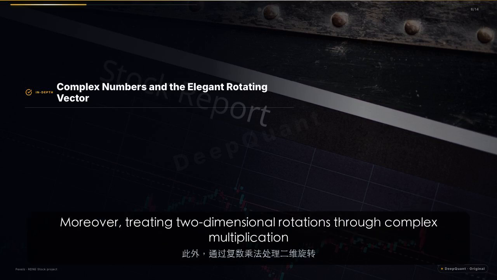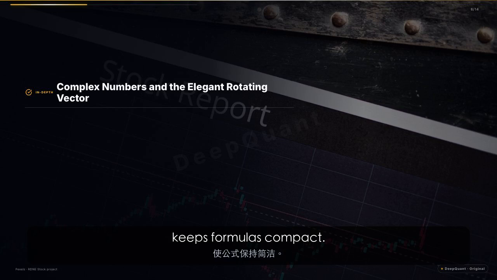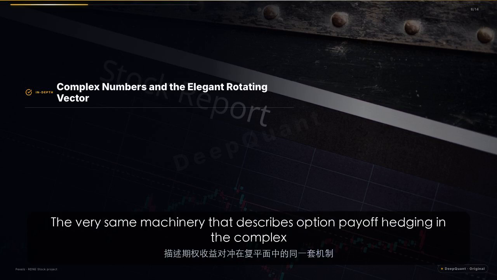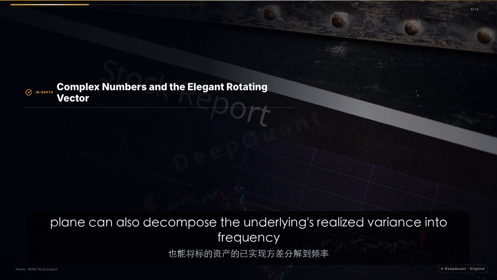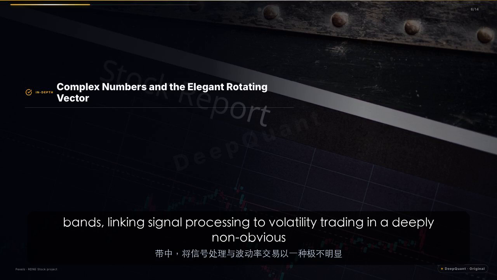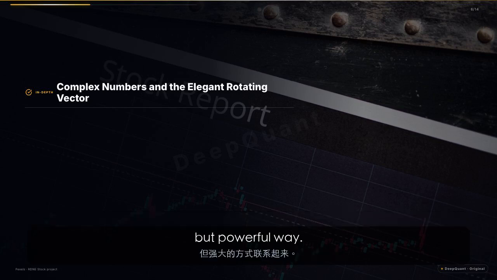Moreover, treating two-dimensional rotations through complex multiplication keeps formulas compact. The very same machinery that describes option payoff hedging in the complex plane can also decompose the underlying's realized variance into frequency bands, linking signal processing to volatility trading in a deeply non-obvious but powerful way.